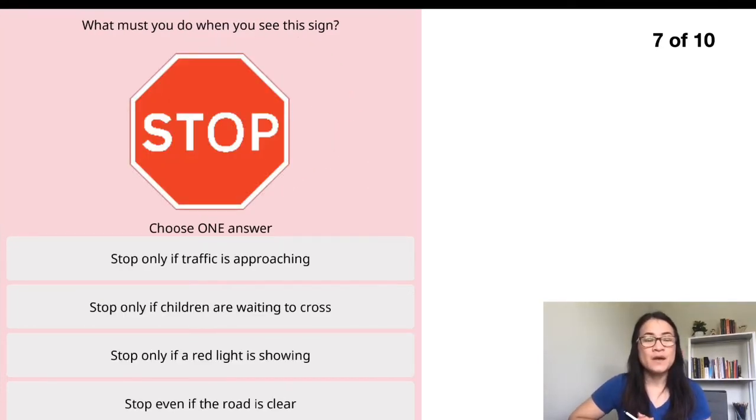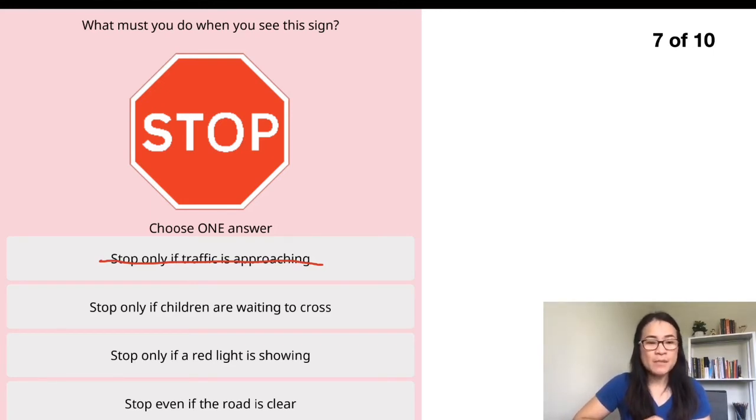Question 7. What must you do when you see this sign? The stop sign is the only sign that's an octagon shape. The first answer means stop only if traffic is approaching. Another way I can say it is that you don't need to stop if no one is there. No, when you see the stop sign, you must stop behind the white line. You must stop behind the stop line. Not this answer. This is not the answer.